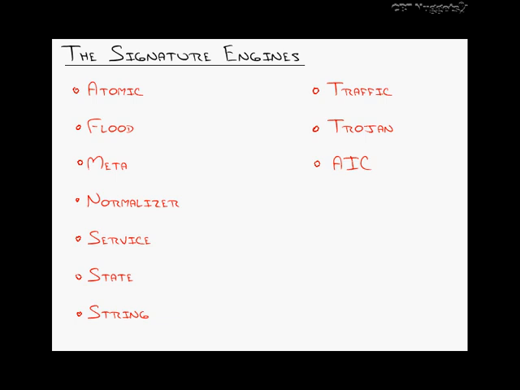Atomic signatures are the ones that say, I found a single packet, it's bad, sound the alarm. Flood signature engines are the ones that allow you to detect, for instance, a denial of service attack, a flood of data coming in, and all those signatures report to that. As you go through these, you'll see each of them has their own specific purpose, and that's what we're going to do: go through those purposes one engine at a time.